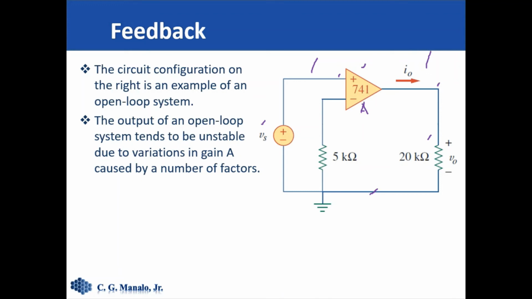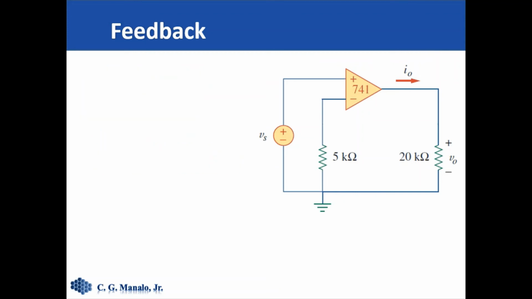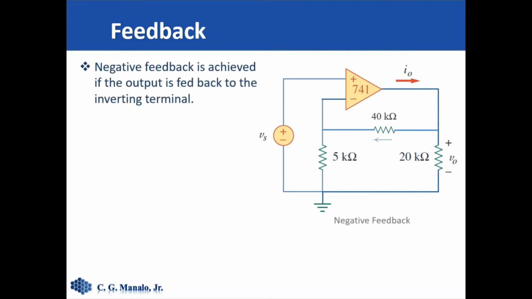Normally, we use the op-amp using a feedback configuration. So here is an example of a feedback configuration. In here, we see a negative feedback connection where a sample of the output is fed back to the input, specifically to the inverting terminal of the input.